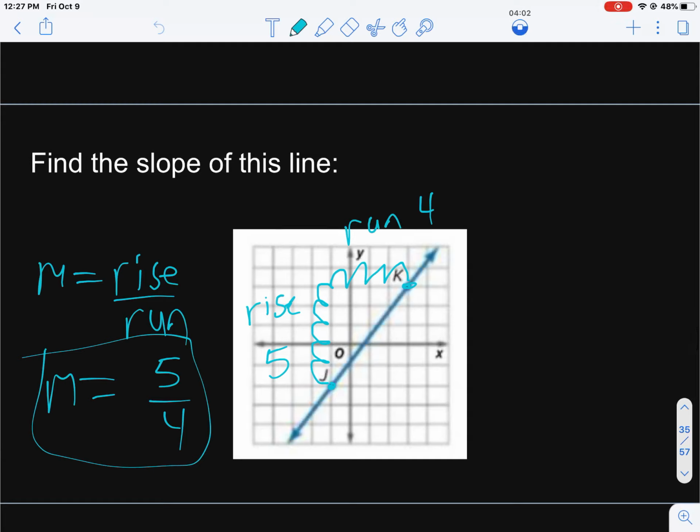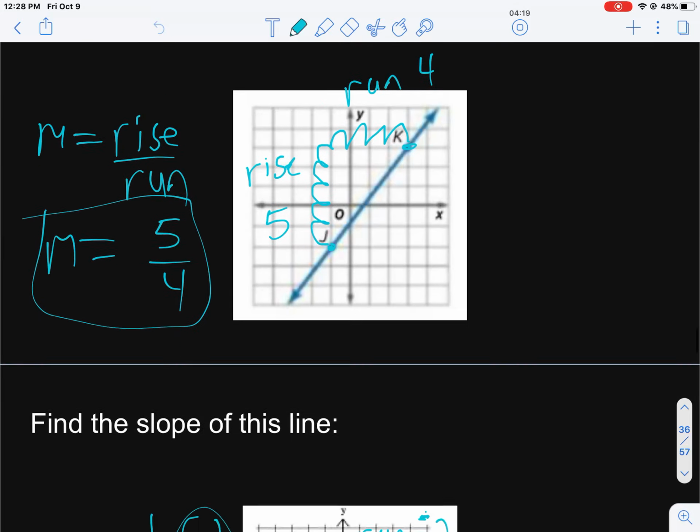Notice here, I started with J and K. Those were already given, so that was an easy one. I went up 5 from J to get in line with K, and then I went 4 to the right. So the rise over run was 5 over 4. And the slope was obviously positive because the line goes up and to the right.